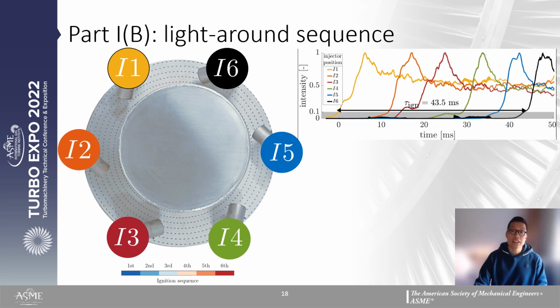We see that injector 1 is the first to be ignited, as shown by the yellow plot, and then it proceeds sequentially to I6, the black plot. And we can represent this ignition sequence in a schematic as shown on the left.